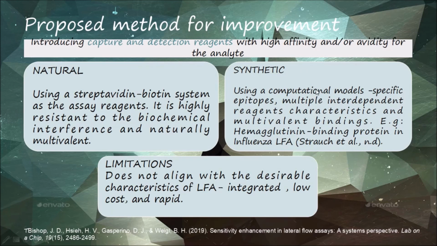The second type is synthetic. It is by using computational models. It can target specific epitopes, search over multiple interdependent reagent characteristics, and also introduce multivalent bindings. The example was a hemagglutinin binding protein that is specifically designed to bind to different analyte epitopes as detection and capture probes in an influenza lateral flow assay.